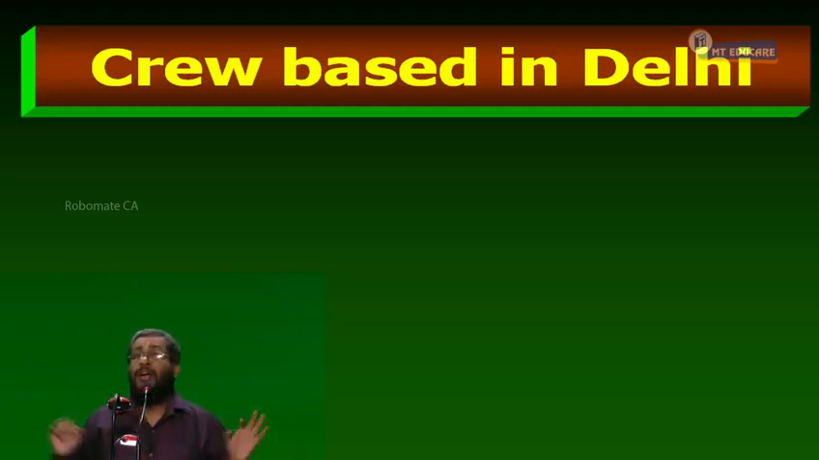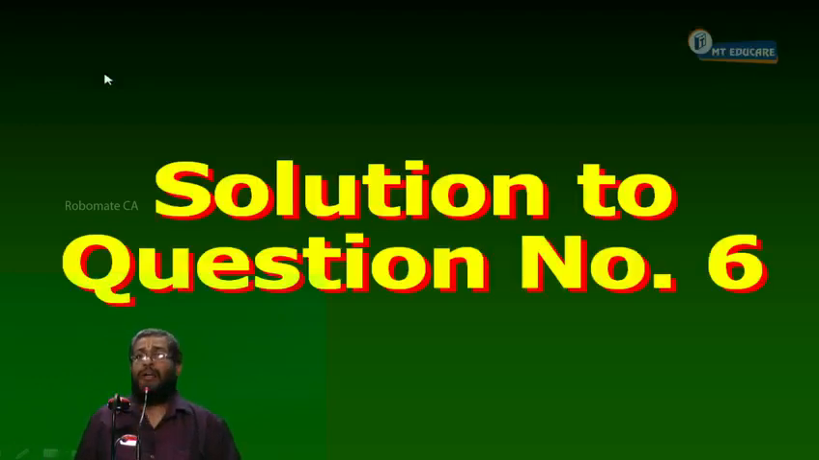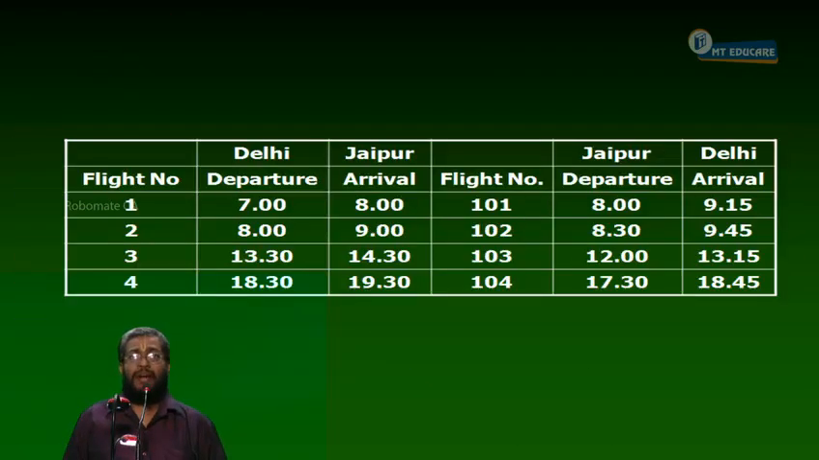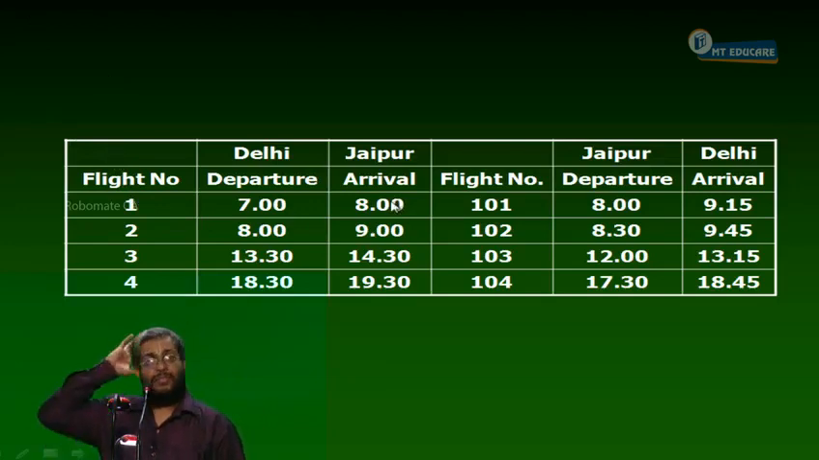Everybody following or not? So let us assume that all the pilots are having their place of stay in what? Delhi. What is the outstation city? Jaipur. Okay, now tell me first of all. I'll read for one row, then the remaining you can understand. Now, our pilot is from Delhi, right? Suppose he starts from flight 101, it reaches Jaipur at what time? 8 o'clock.